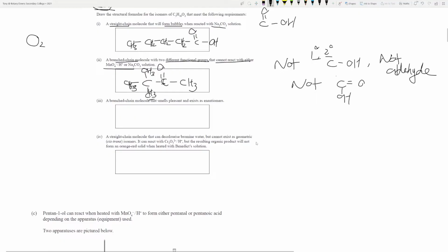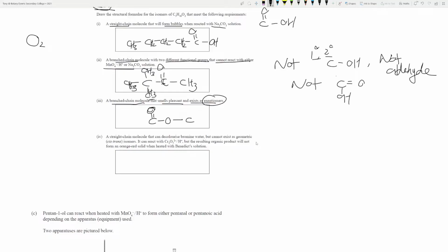A branched molecule that smells pleasant and can exist as an enantiomer. Pleasant smell means it's an ester with C=O, and it's a branched chain. And we need to have a chiral carbon. Enantiomers means we have to have a chiral carbon. You could start with a chiral carbon first if you want, to be honest. So we have to have an ester. So let's try trial and error.